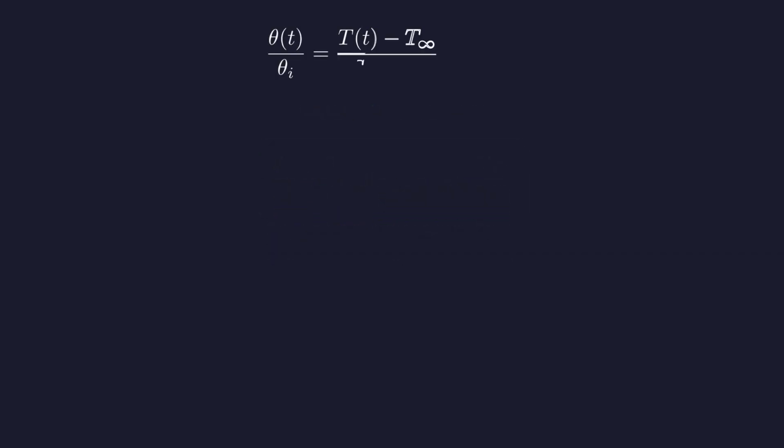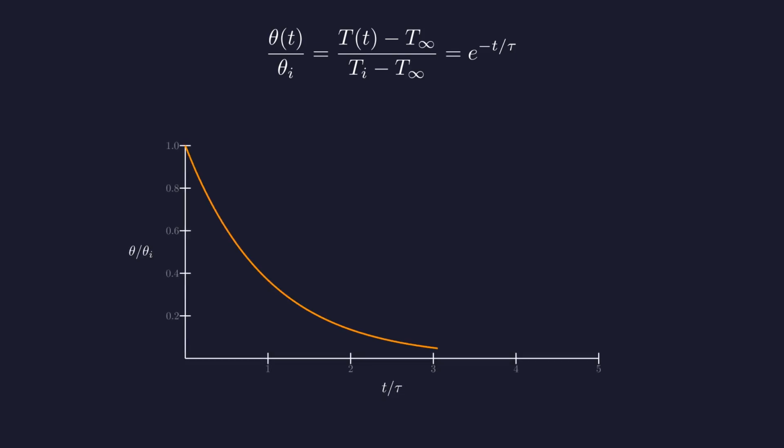The ODE has a clean exponential solution. θ over θ initial equals e to the negative t over τ. This is a universal curve, the same shape for any material, any geometry, any fluid. Only τ changes. At t equals τ, temperature falls to 37% of initial excess. At 3τ, only 5% remains. At 5τ, essentially zero. Steady state reached.